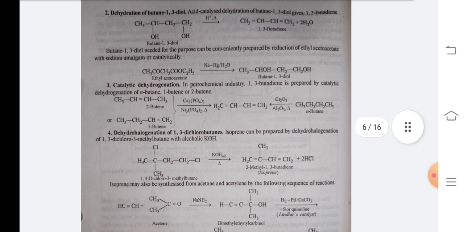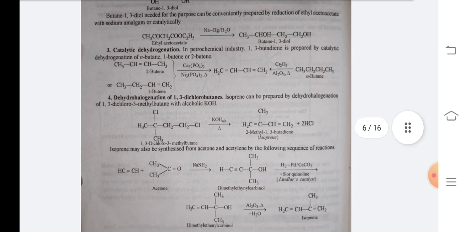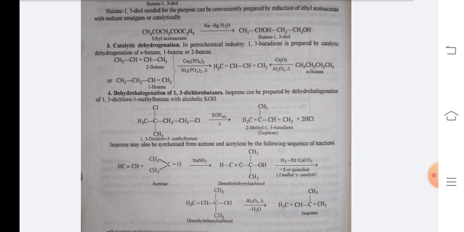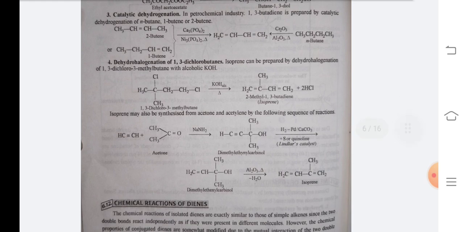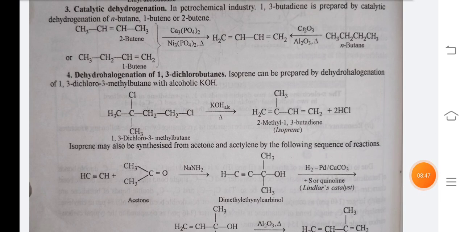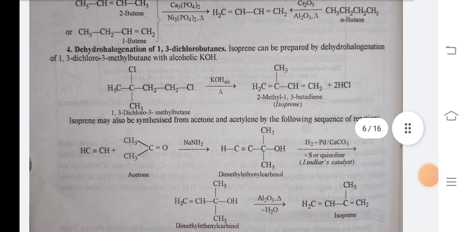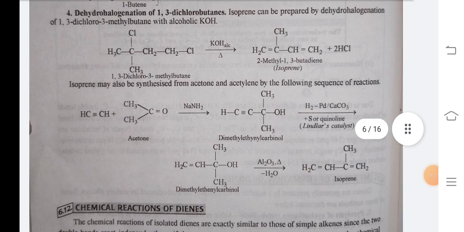Third, catalytic dehydrogenation. In the petrochemical industry, 1,3-butadiene is prepared by catalytic dehydrogenation of n-butane, 1-butene or 2-butene. Fourth, dehydrohalogenation of 1,3-dichlorobutanes. Isoprene can be prepared by dehydrohalogenation of 1,3-dichloro-3-methylbutane. Isoprene may also be synthesized from acetone and acetylene by the following sequence of reactions.